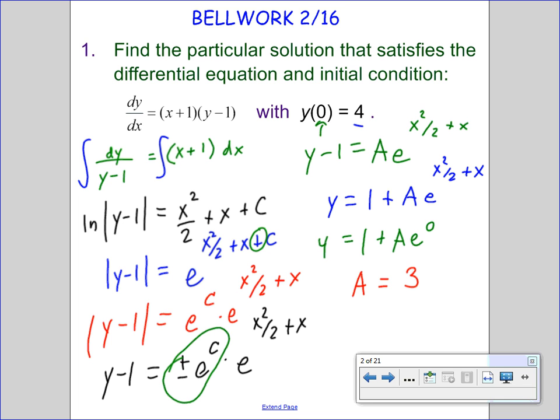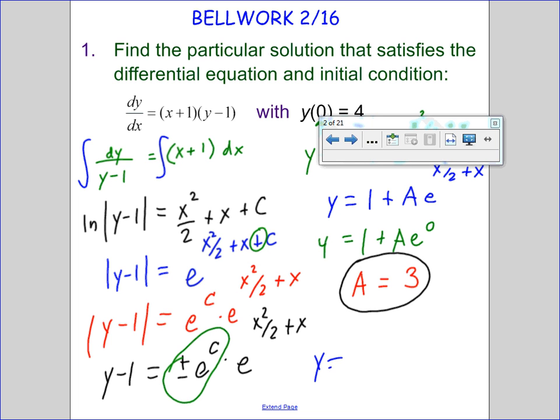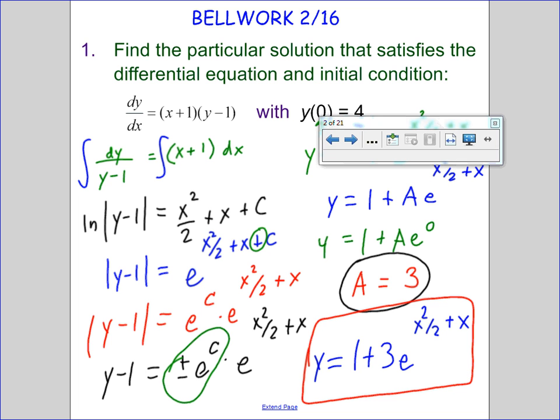We can still rewrite now our particular solution y equals 1 plus 3 e to the x squared over 2 plus x. So raise your hand if you had your final answer. Great. Okay, so we can solve the differential equation provided that differential equation is separable, and then use my given condition to pin down unknown constants.